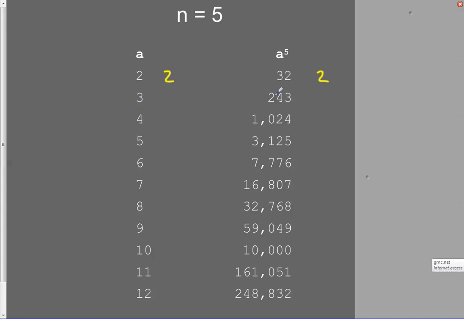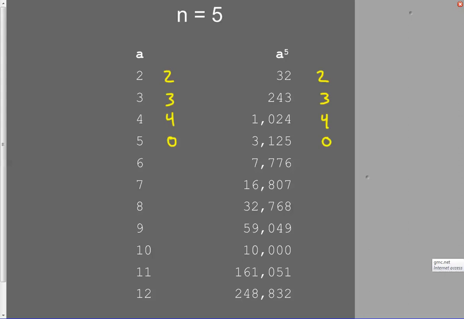Look at the next one. 243, when I mod 5, I get 3. And of course 3 is also 3 mod 5. And we see this is happening again and again. And even on this one, 5 is of course 0 mod 5. 3125, also 0 mod 5. 5 goes into that evenly.